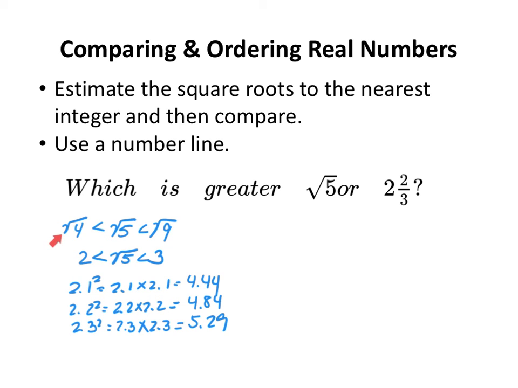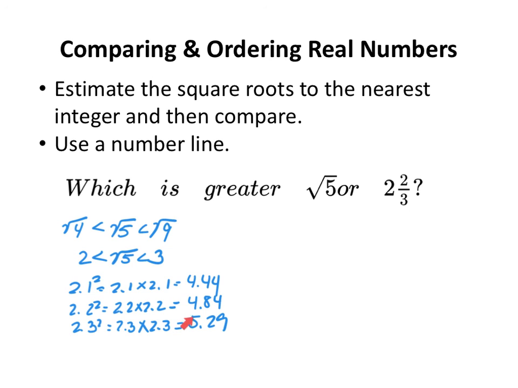I know the square root of 5 lies between the perfect squares of 4 and 9, which means it's between 2 and 3. So 4 is very close to 5, so I'm going to start with the squaring of 2.1. 2.1 squared is 4.41. Not enough, so I try 2.2. 2.2 squared is 4.84. I'm getting very close to 5. 2.3 squared is 5.29. So the square root of 5 is somewhere between 2.2 and 2.3.